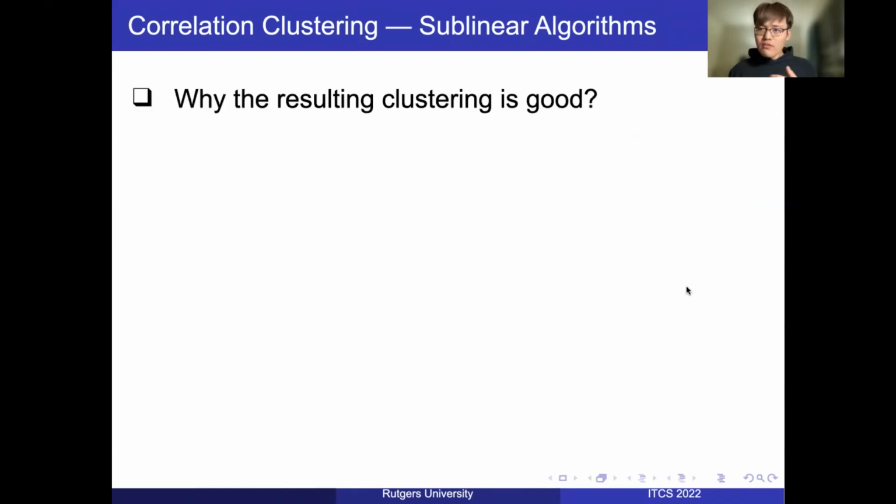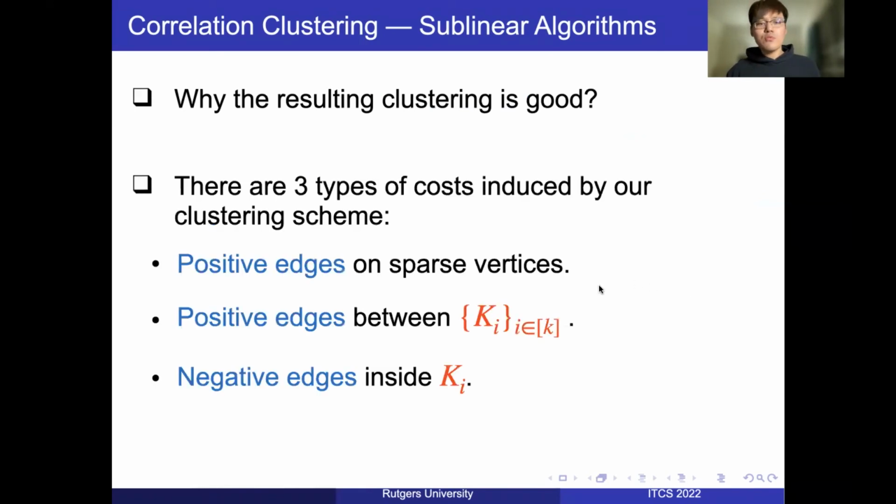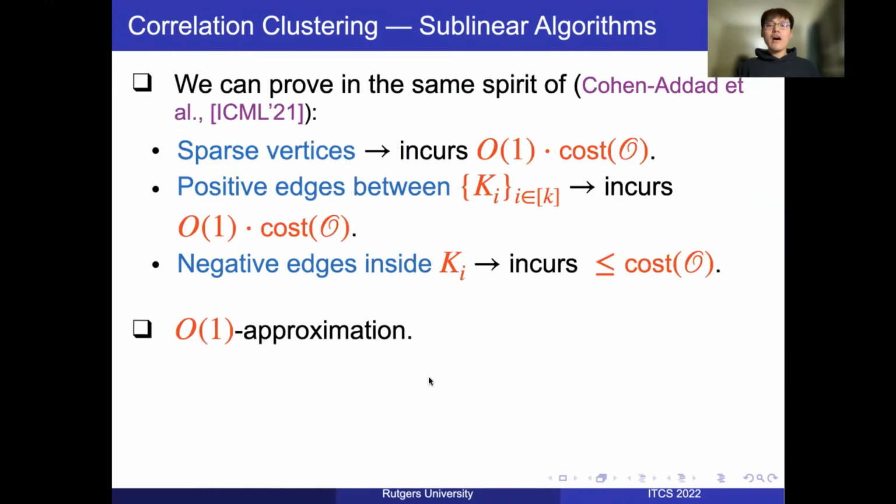So the first thing I want to show is that this is good for correlation clustering. Note that there are three types of costs induced by our clustering scheme: the positive edges on the sparse vertices, the positive edges between different almost cliques, and the negative edges inside each almost clique. Now, in the same spirit of Cohen et al.